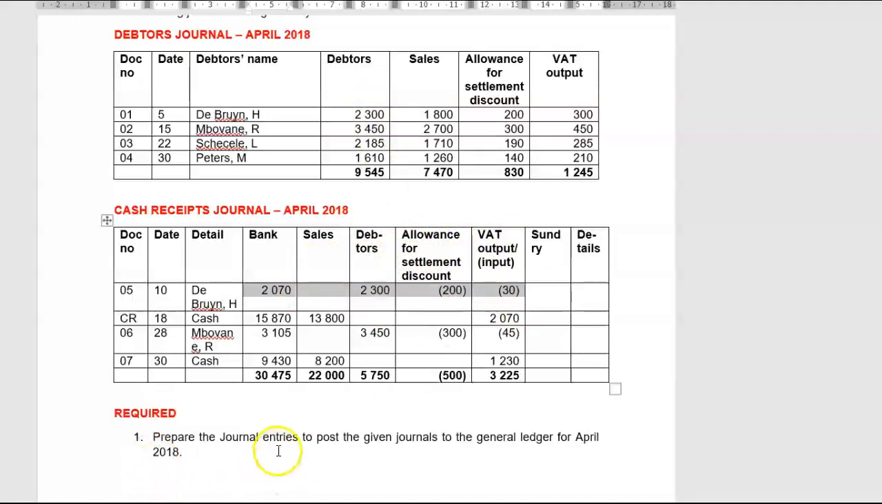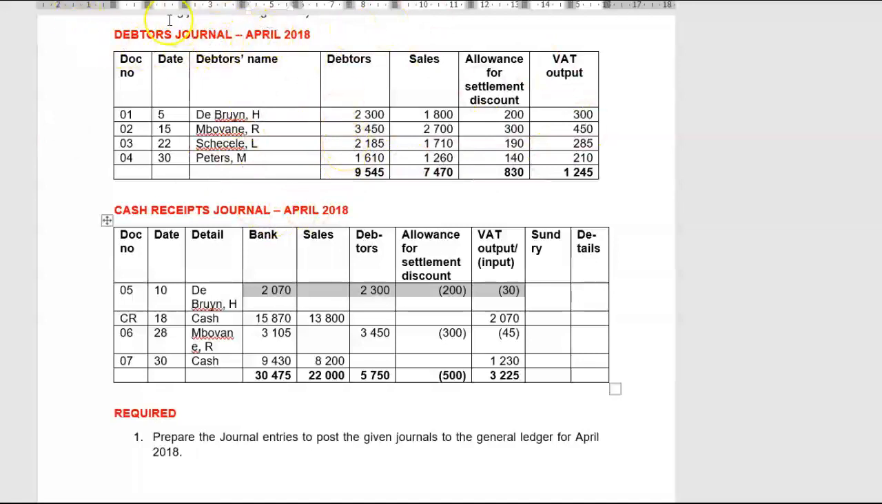It's required from you to prepare the journal entries to post these two subsidiary journals to the general ledger at the end of April. And now if we're going to post that journal entry, you will see it looks exactly the same as all the entries that we've passed until now. But now you can see why we passed the entry the way that we do, so that this journal can be in balance.